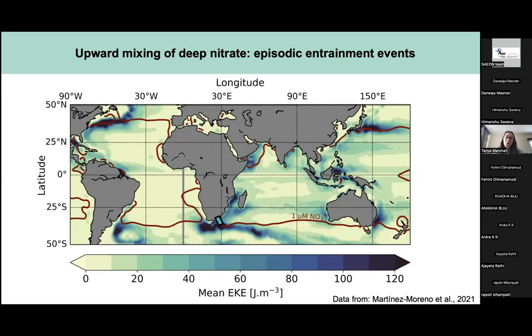Okay, so now I want to talk about the other nutrient supply mechanism that I introduced in the beginning, and that is upward mixing of deep nitrate. So we know that quantitatively, this flux of deep nitrate supply is dominated by winter mixing or seasonal convective mixing. But what we also know is that episodic entrainment events also play a role in supplying nitrogen to the surface ocean. So what I'm showing here is a global map of mean eddy kinetic energy.